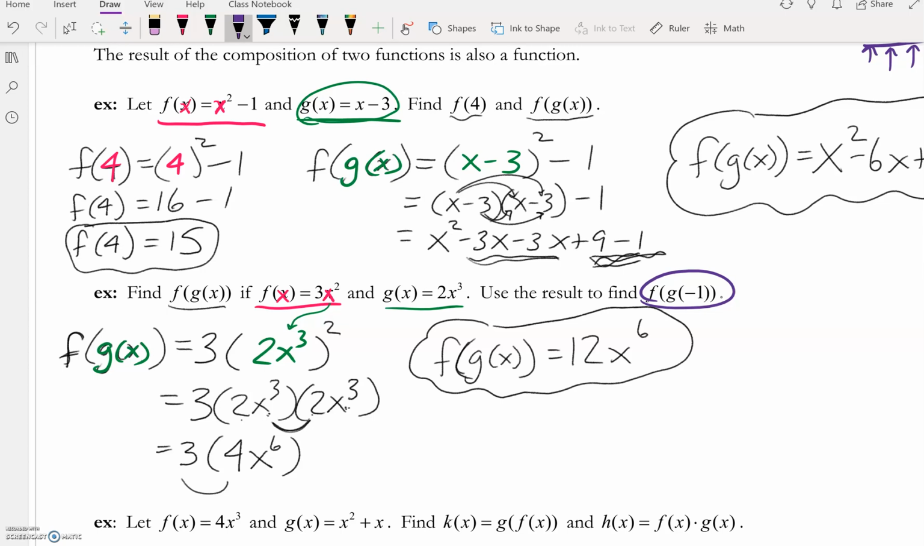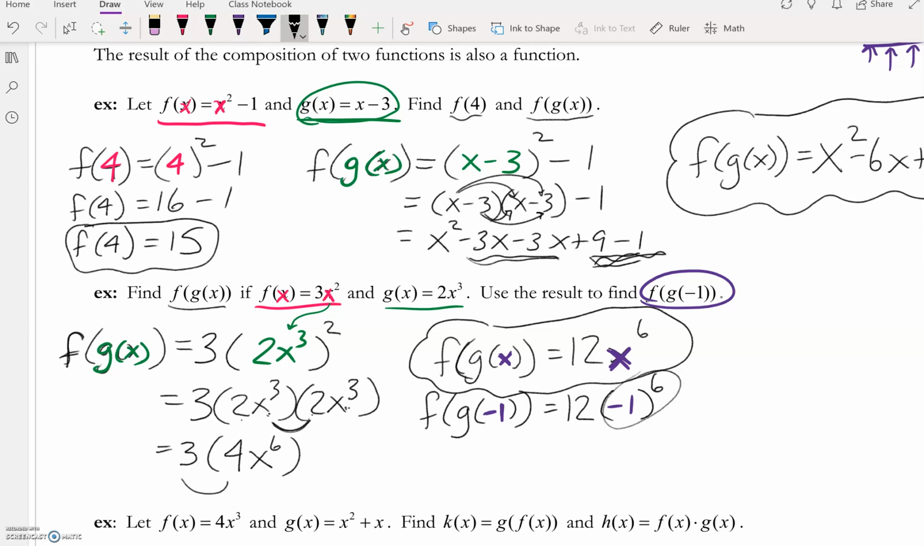Okay, since I've already done all of the hard work of finding f of g of x, now all that's left to do to find f of g of -1 is that everywhere in this function that I see an x, I now just need to plug in a -1. So I'm going to have 12 times x to the 6th power, but everywhere I see that x, I am inputting a -1.